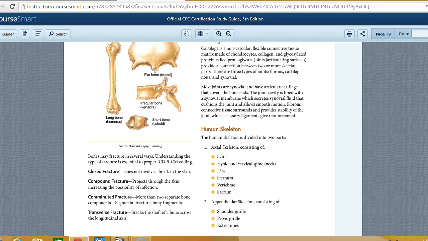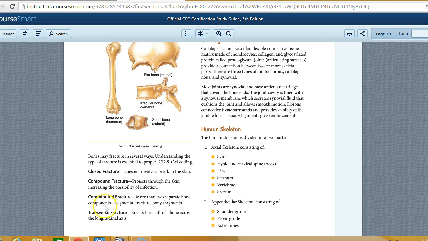Your closed fracture, and remember, a closed fracture is one that is not open to the outside of the body. And the thing is, in coding, if the doctor does not state whether the fracture is open or closed, our default is always to code closed. All right, then you have the compound fracture. This is a fracture that projects through the skin, or open.